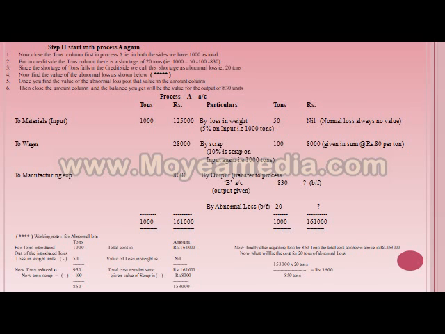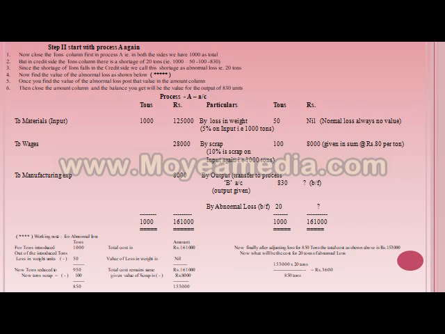Since the shortage falls on the credit side, you name it as abnormal loss. Abnormal loss will always have value, so we have to find the value for abnormal loss. Here, the calculation of abnormal loss is done below the process A on the left side corner.